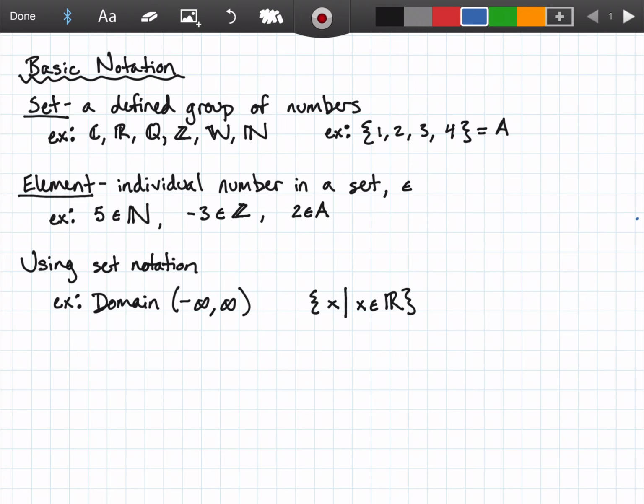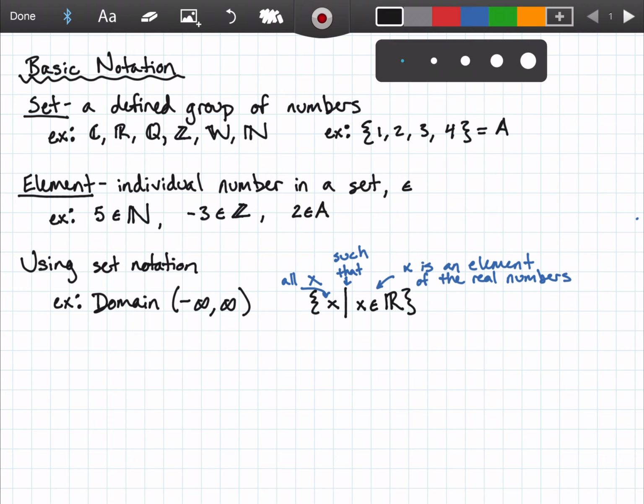So once again, this is all x such that x is an element of the real numbers. Do we prefer interval notation? Yes, we do. But are you going to see set notation going forward? Yes, you are. So let's look at another example.